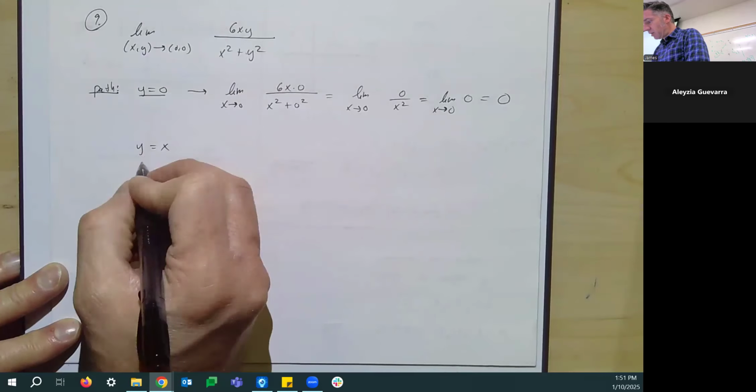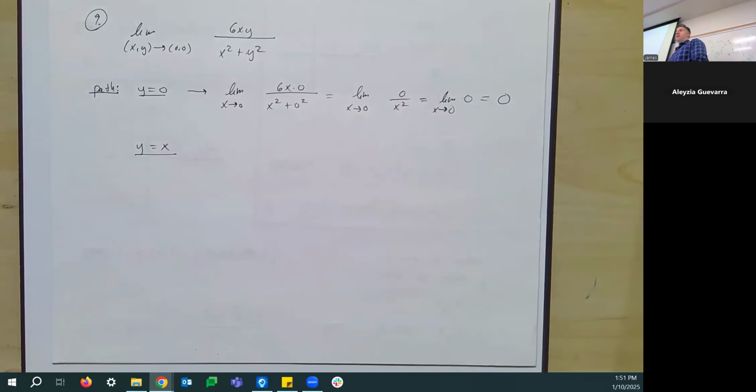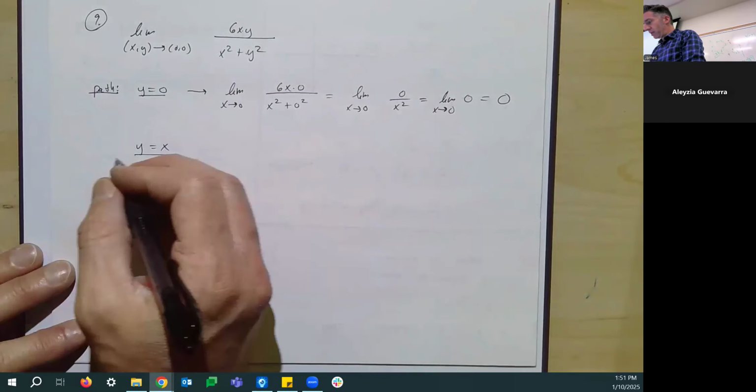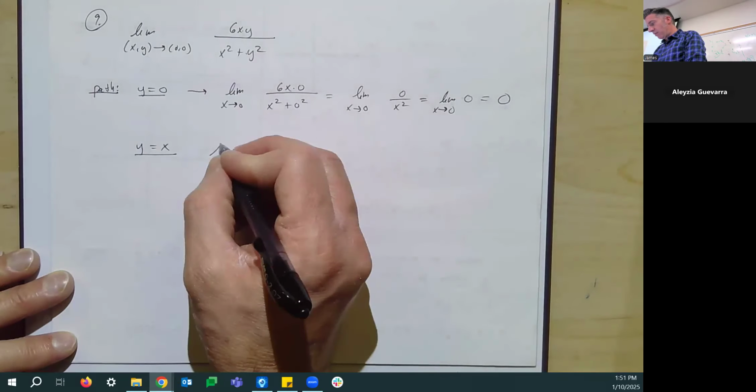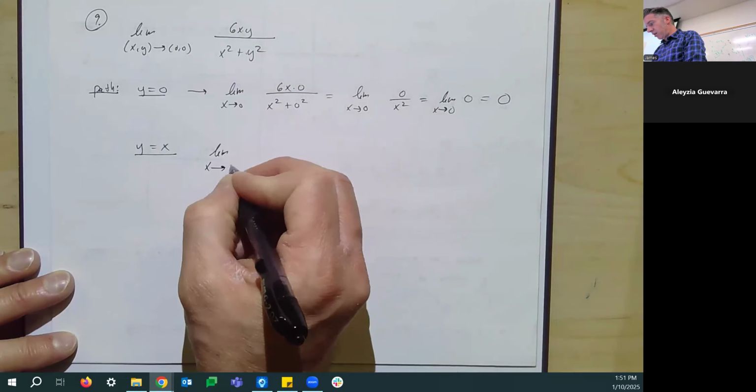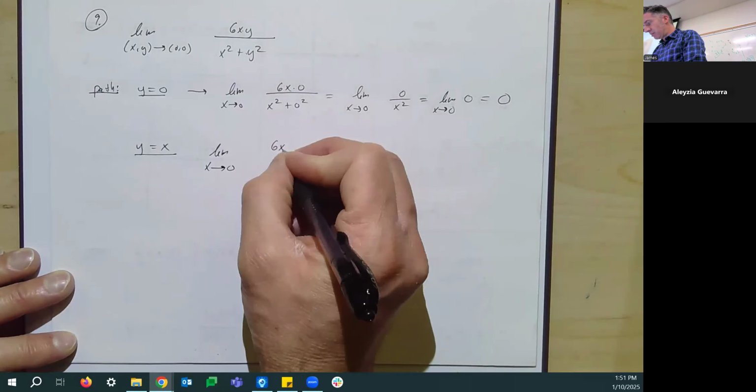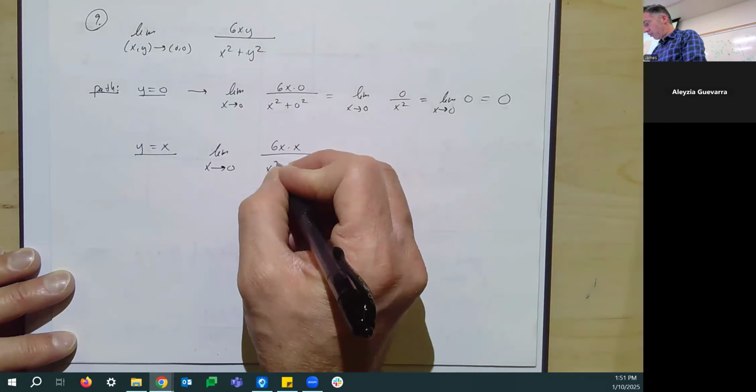And in this case, you can write it either way you want. You can either replace the y's with x's or the x's with y's. I and you all probably have a general tendency to prefer to write things in terms of x instead of in terms of y. It just feels more typical. So if we replace the y's with x's, we're going to get the limit as x approaches 0 of 6 times x times x over x squared plus x squared.